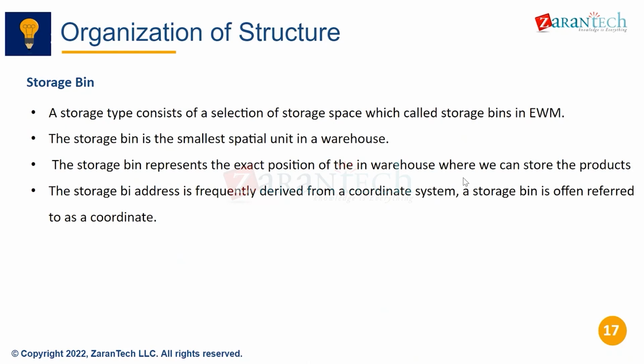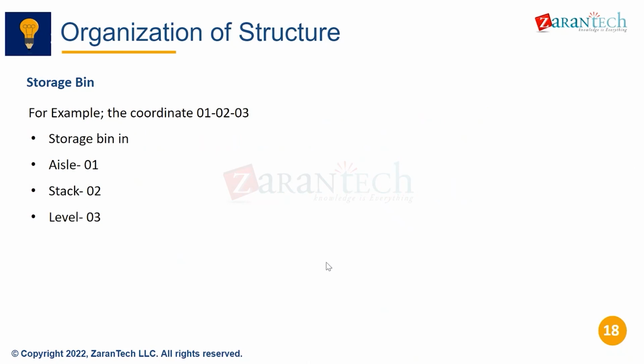The storage bin is the smallest unit in the warehouse, as I was saying, where you'll actually put your products into the warehouse. The coordinates you can see, like aisle one, stack two, level three, and then the bin. Can your storage bin be alphanumeric? Yes, you can have that also.